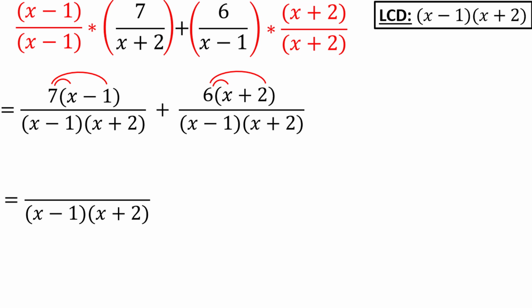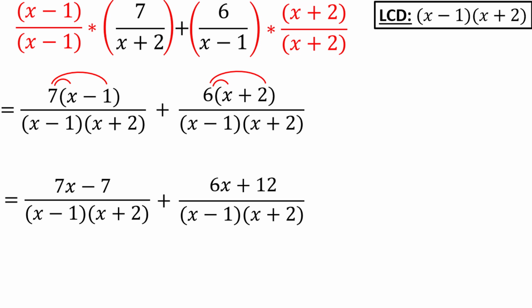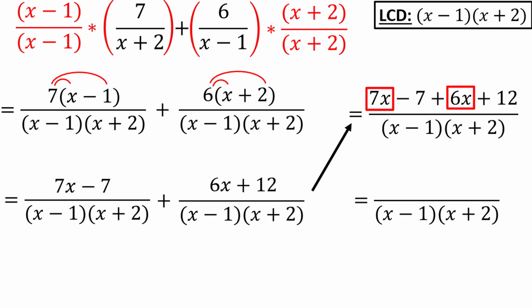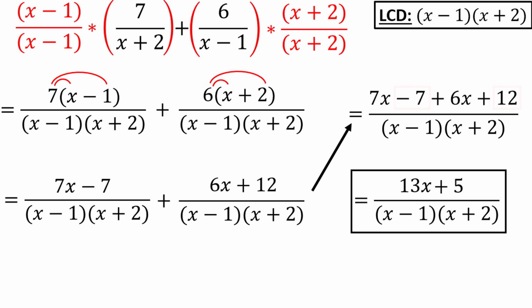7 times x minus 1 is 7x minus 7. 6 times x plus 2 is 6x plus 12. Now we can add the numerators together as the denominators are the same. 7x minus 7 plus 6x plus 12 all over our denominator of x minus 1 times x plus 2. Adding our x terms together, we have 7x plus 6x, which is equal to 13x. Combining our constants, we have negative 7 plus 12, which is equal to positive 5. Our final answer is 13x plus 5 divided by x minus 1 times x plus 2.